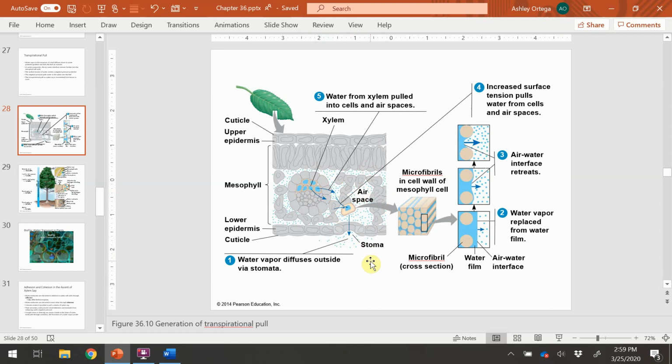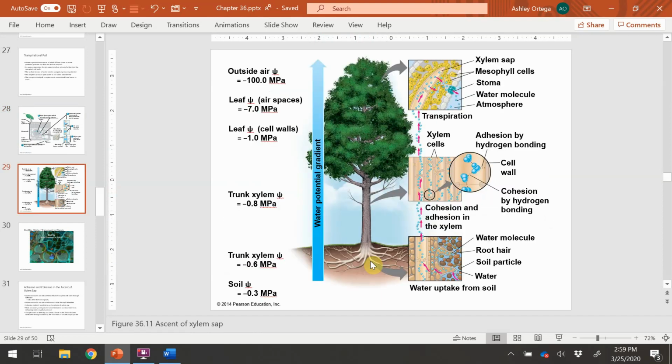And the actual bonds of the atoms of water, if you remember from Bio 1, water has unique bonds caused by hydrogen bonding between the oxygen and the hydrogens. So the oxygen is one molecule, and then the hydrogens bond like this.